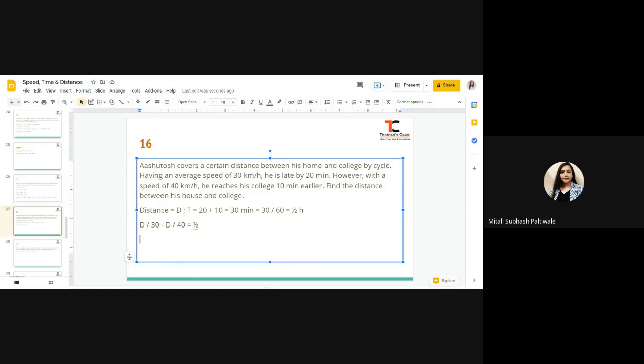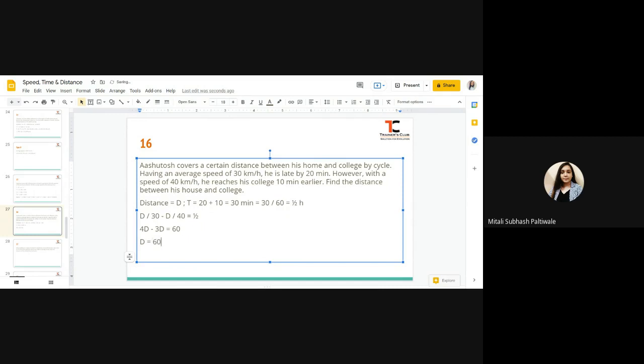Okay, so here this will become 4d minus 3d, which is equal to 60. Okay. 4d minus 3d is equal to 60, because cross multiplication. Okay, so this was the answer. 40 into 30 would be 1200, and obviously 1200 will get divided by this 20, so 60. Okay, now d is equal to 60, which means our distance is nothing but 60 kilometer. So entire distance is 60 kilometer. Between house and college there will be 60 kilometer of distance.